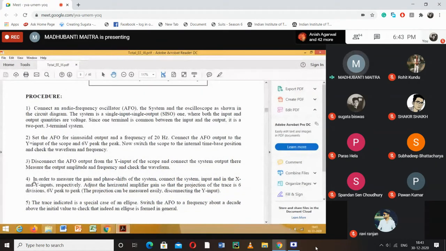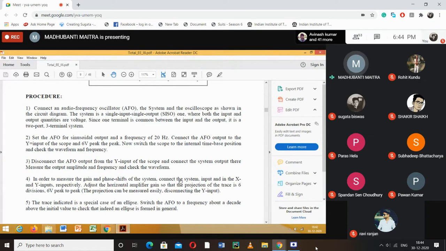So let's come to point number 4. In order to measure the gain and phase shifts of the system, connect the system input and system output. The output is not written over here. The system input and the system output in the X and Y inputs of the scope. X input means channel 1 and Y input means channel 2, respectively.